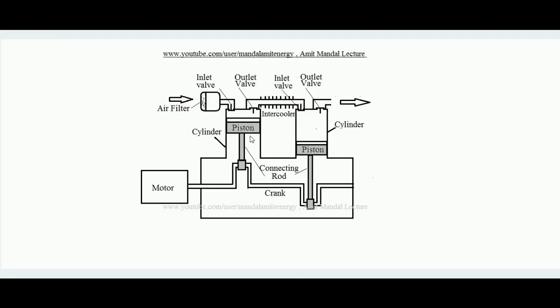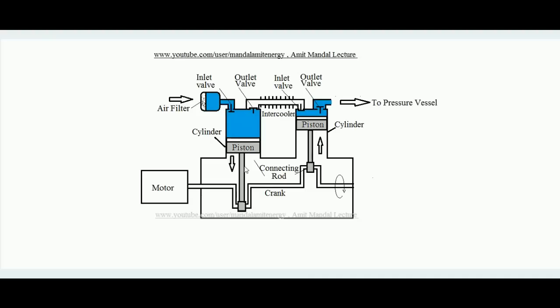See, so concentrate over this first low pressure cylinder. The piston is moving in the downward direction. So what happens is that inside the cylinder it creates a vacuum. So this inlet valve, which is a non-return valve, automatically opens and it sucks the air inside. Since the piston is moving downward, it's creating a void inside. So this inlet valve raises up from its seat and it sucks the cold air from the atmosphere.